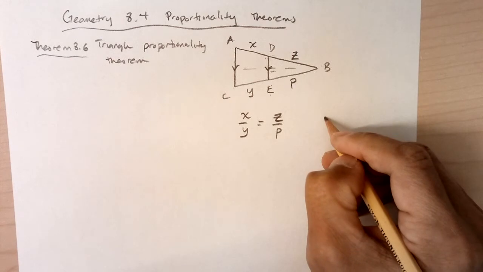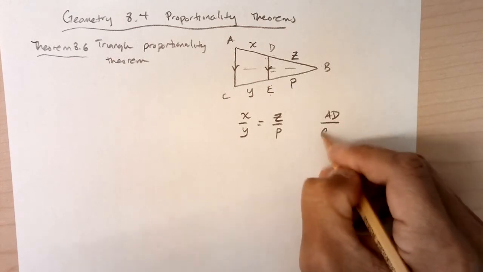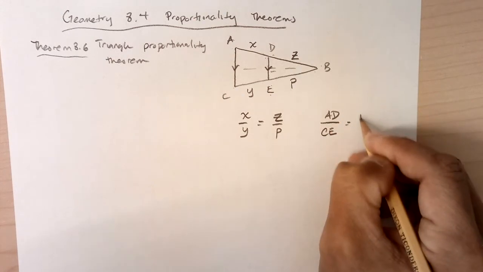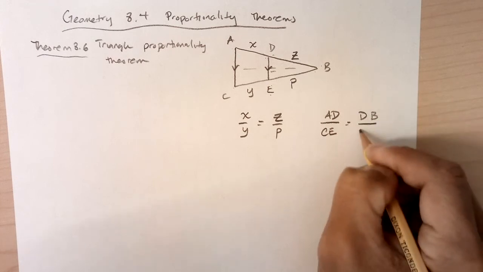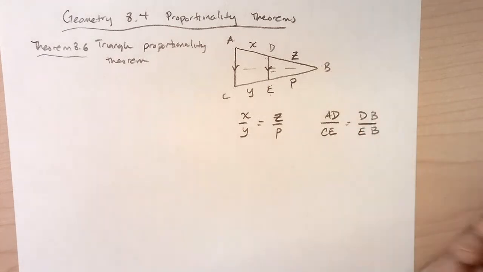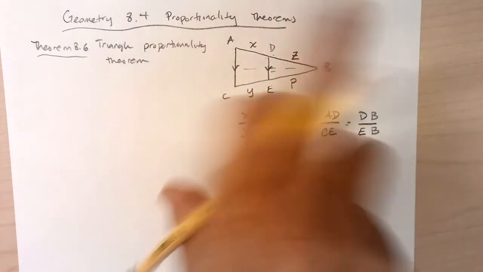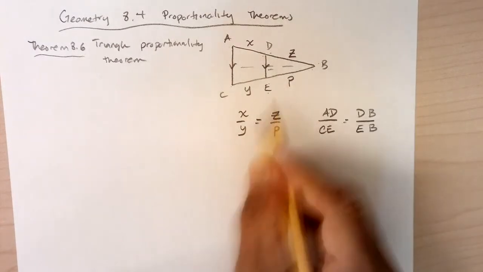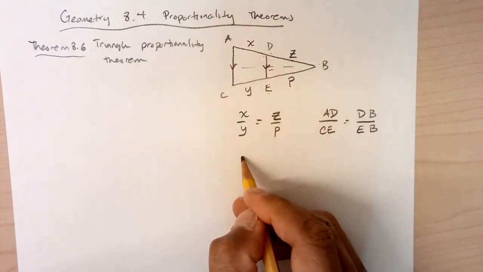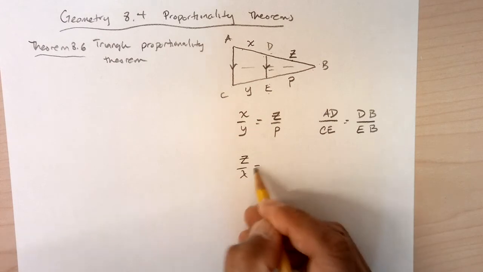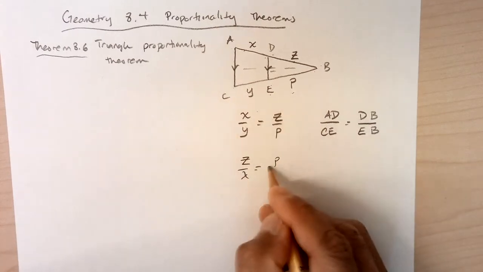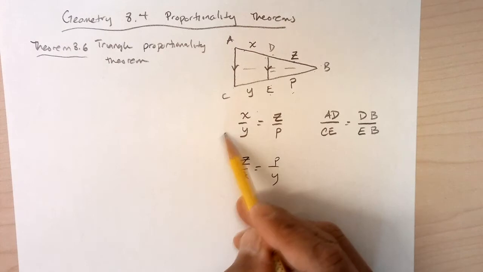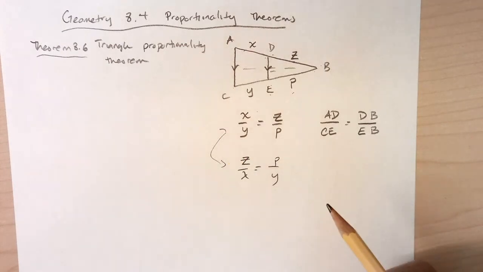Technically, you could write the length AD over CE is equal to DB over EB. That would also be a correct proportion. Another correct proportion is if you rotate the triangle 90 degrees counterclockwise. So I could also set up Z over X is equal to P over Y, because these two proportions really give you the same thing.